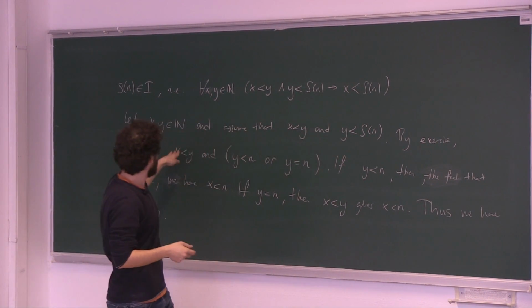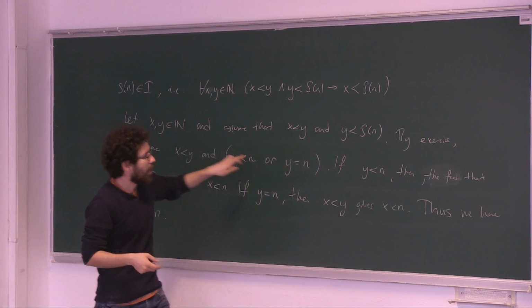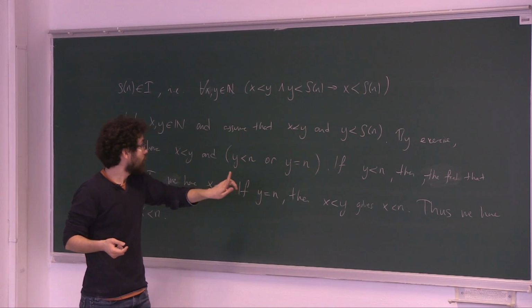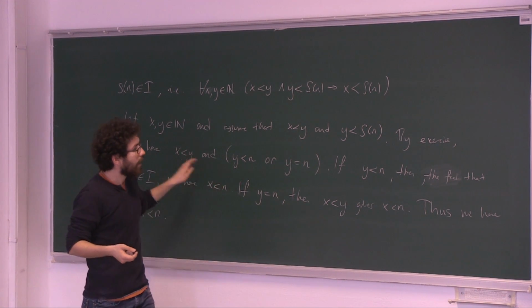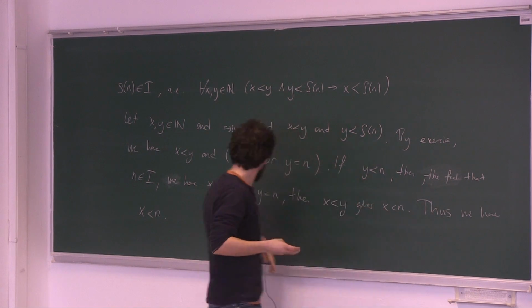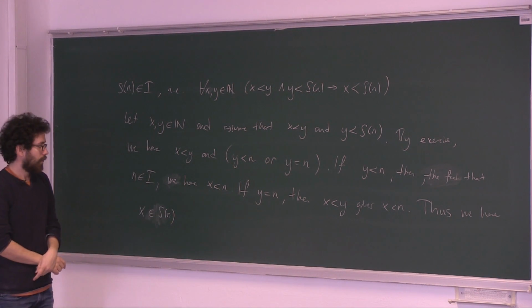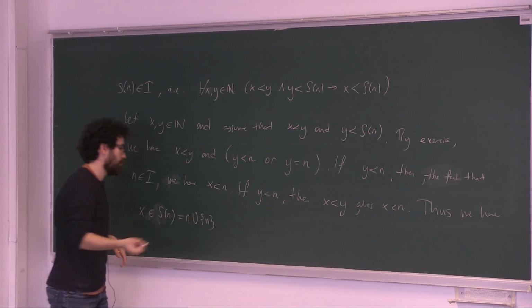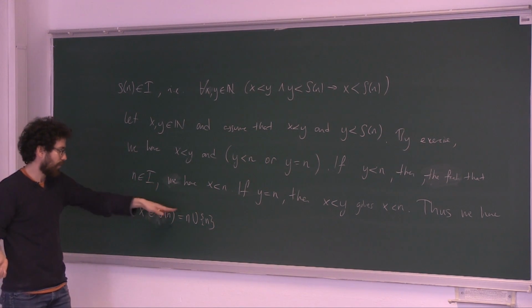Okay, this is fine. By exercise, we have this and this. If this happens, then x is less than y is less than n. By induction assumption, x is less than n. That's fine. If y is n, then I have x in n, and we have x in S of n. Why? Because this is defined to be the union of these guys. If x is in n, then this is automatically satisfied.